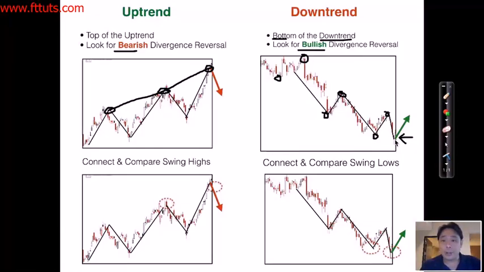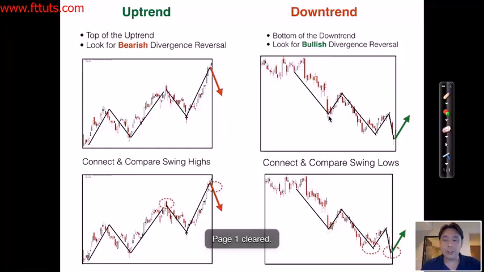For bullish divergence, I connect and compare swing lows. Okay, remember that for bearish divergence, we connect and compare swing highs. But for bullish, it's the swing lows. Now, this is something you just have to memorize. It's just something you've got to know. Okay, so again, where are the swing lows? This is a swing low, this is a swing low, this is a swing low, that's a swing low. So swing lows are the lowest points, okay?